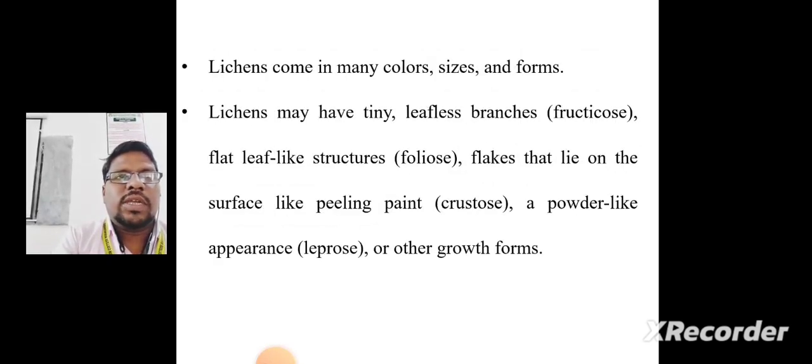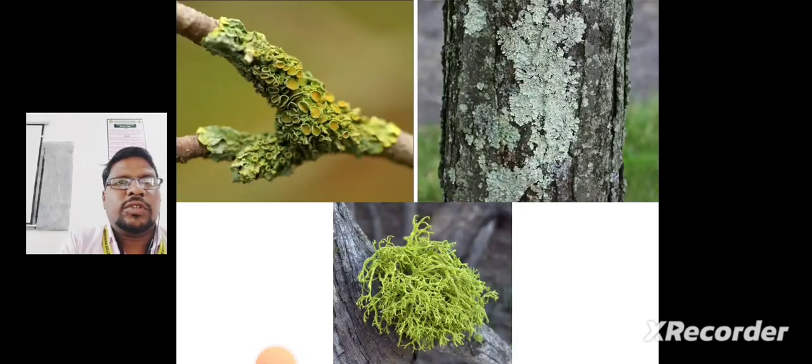Lichens come in many colors, sizes and forms. Lichens that have tiny leafless branches are called fruticose lichens. A flat leaf-like structure is foliose lichen. Flat forms that lie on the surface like peeled paint are crustose lichen. A powder-like appearance is leprose, among other growth forms. These pictures show crustose lichens, foliose lichens and fruticose lichens.